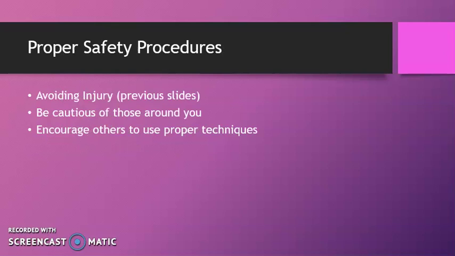We should follow proper safety procedures because it's important to avoid injuries such as the ones noted on the previous slides. You should also be very cautious about those around you when you are typing. You don't want to bump into anyone while they're working. And you should also encourage others to use proper techniques. When I say this, I'm not saying that you should say, hey, so-and-so's not doing this. I should say, hey, I noticed you're slouched over. Maybe you should try sitting up straight. You might type better. So I do encourage students to encourage those around them who may not be typing correctly to sit correctly and follow the directions of safe, proper typing.